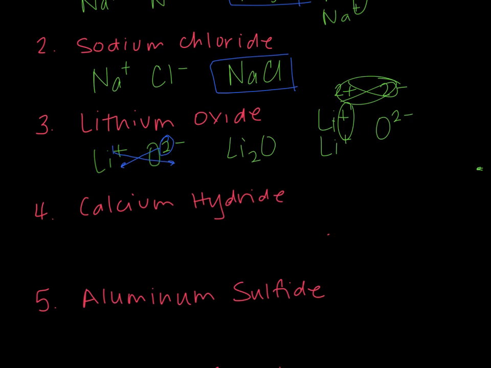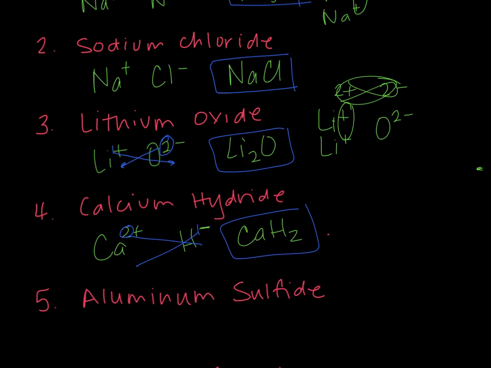All right, next we have calcium hydride. Calcium is 2 plus, and hydride is H -1. And so I can bring this down here, and I end up with CaH2. All right, aluminum sulfide. So aluminum is +3 on the periodic table. Sulfide is S2 negative. And so we're going to do the same thing. This 3 comes down here, the 2 comes down here, and I get Al2S3.